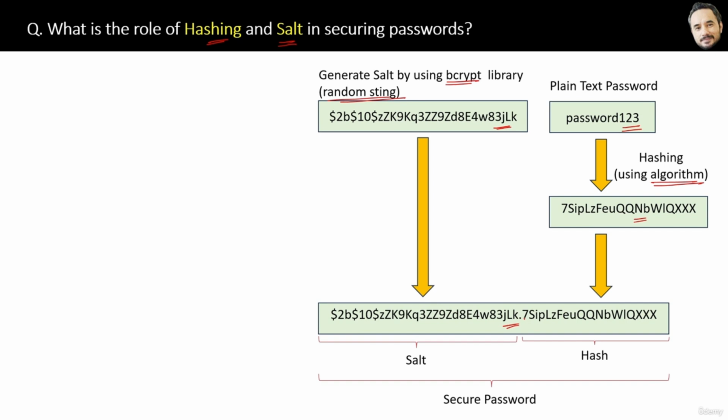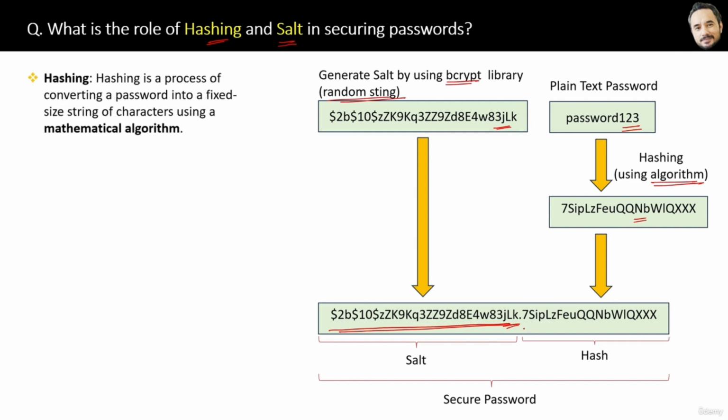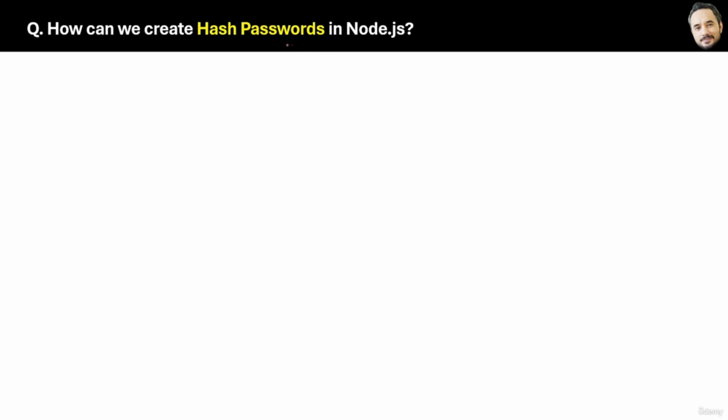And that is the whole idea of hashing and salt. Now, if the hacker even knows the encrypted password and the algorithm, but can't know the salt, then they cannot decrypt your password. Great. Here I have written the definition of hashing also. How can we create hash passwords in Node.js? Here I will show you quickly the code for creating a secure hash password using the crypto library. For that, there are 5 steps.